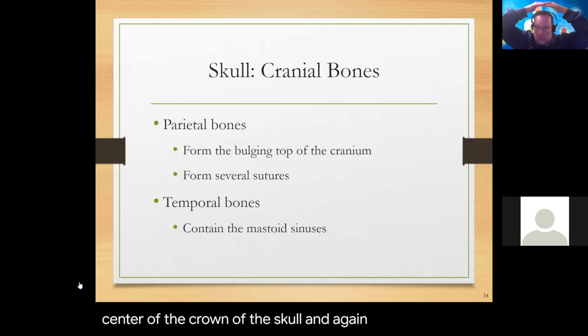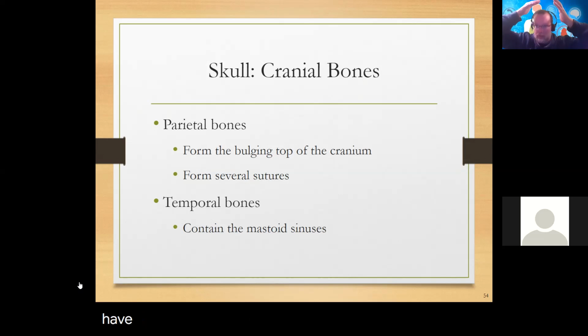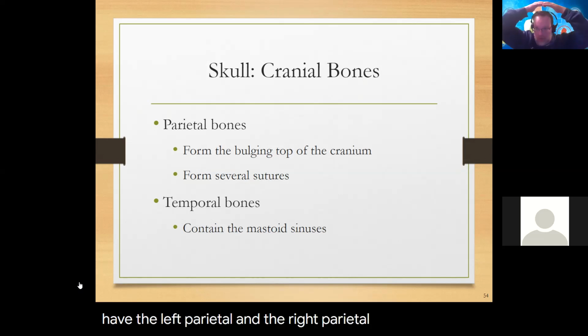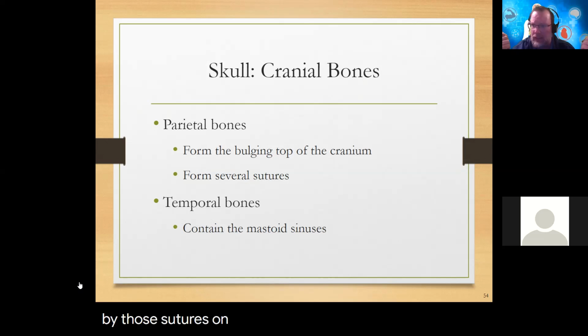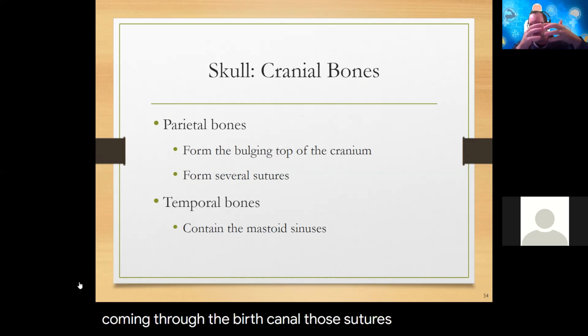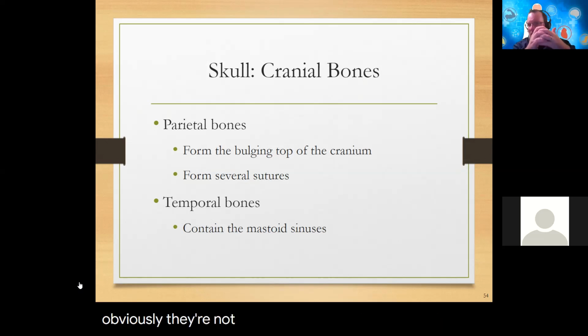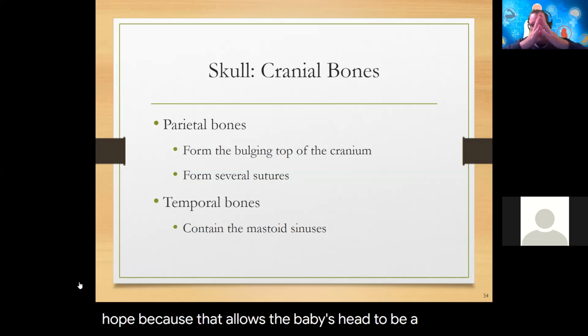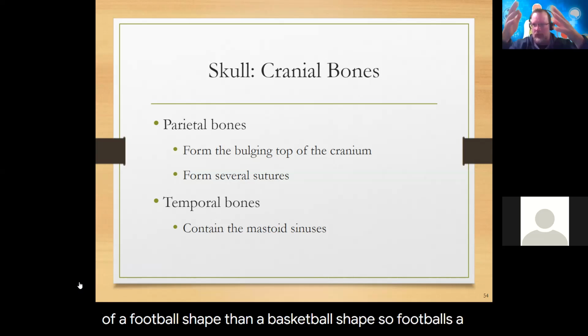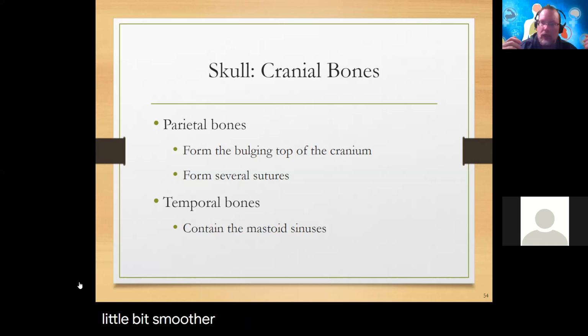And again, we're going to have the left parietal and the right parietal fused together by those sutures on the top of the head. And when we're coming through the birth canal, those sutures are obviously not sealed together quite yet. At least we hope, because that allows the baby's head to be more of a football shape than a basketball shape. So football is a little bit smoother delivery than a basketball.